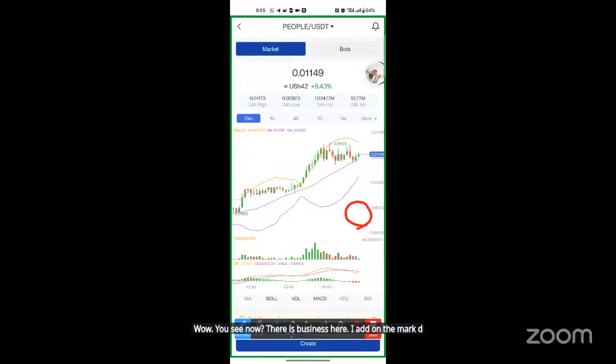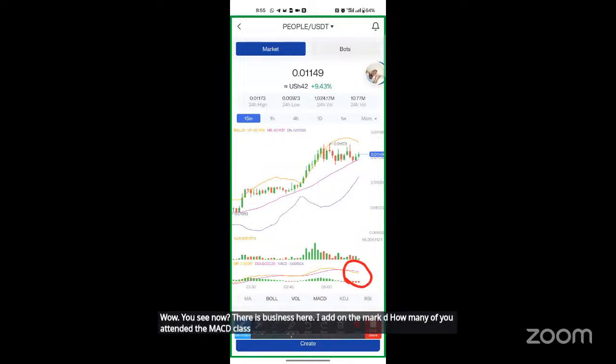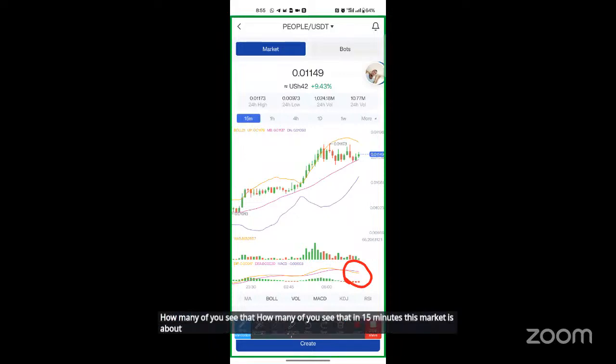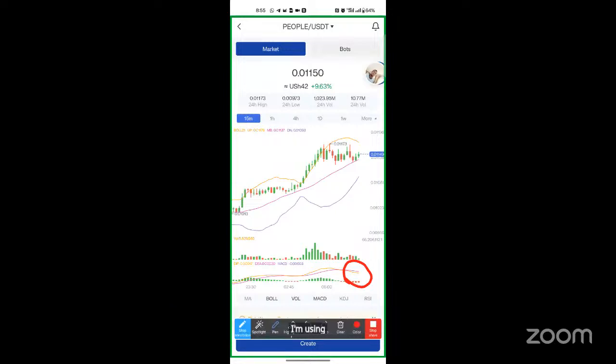How many of you attended the MACD class? Do you see what's about to happen here? This MACD is about to form a cross. How many of you see that? How many of you see that in 15 minutes? These lines look closer to each other. I'm using Royal Q. I'm not even using TradingView.